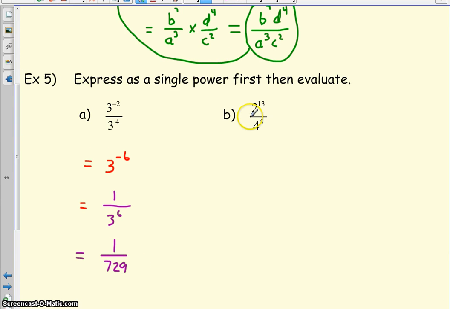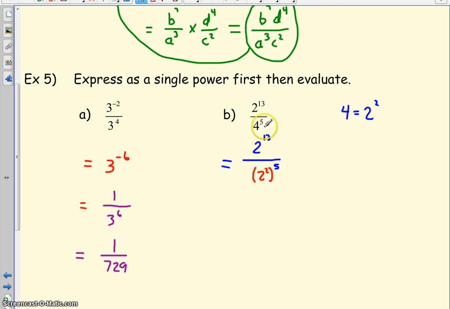Okay, B. B has a bit of a problem here because these bases are not the same. So right now there are no laws that you've seen that you can use to simplify this to express as a single power. The trick here, and again, it's important to recognize if numbers are powers of others, is that 4 is the same thing as 2 squared. So what we can actually do is rewrite this as 2 to the exponent 13, but instead of 4, we replace 4 with 2 squared, and again, that's all to the exponent 5.